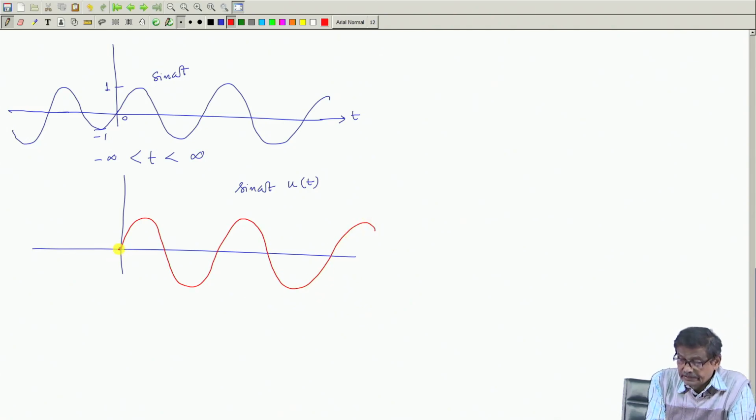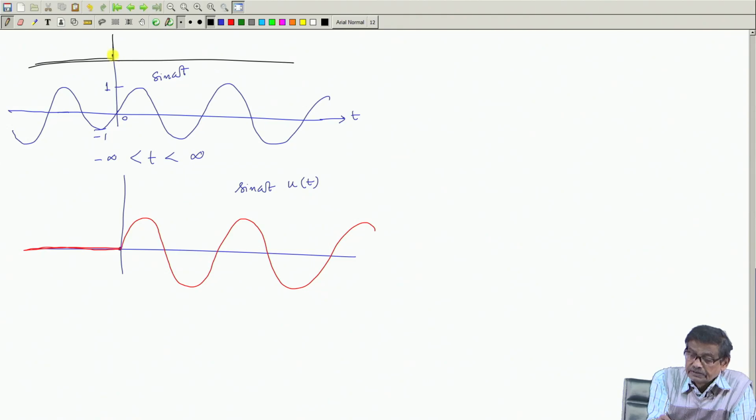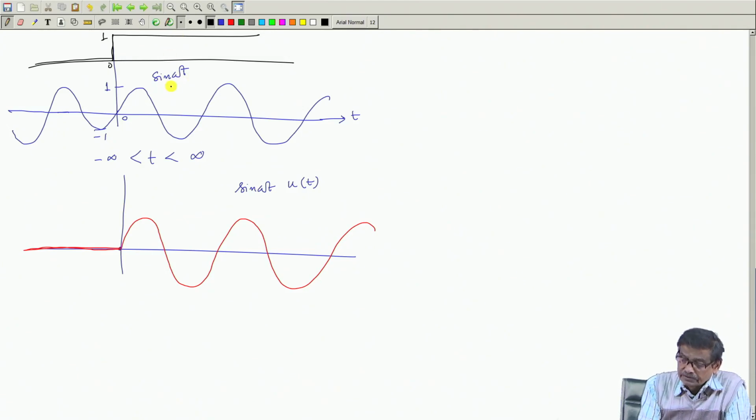And for t less than 0, this will be 0, simply because you are multiplying this function with a unit step function, which is 0 there. So the functional value for t less than 0 is 0 here. 0 multiplied by anything gives rise to 0. However, for t greater than 0, you are multiplying sin omega t by 1. So it will be sin omega t. So this is the function sin omega t u t.